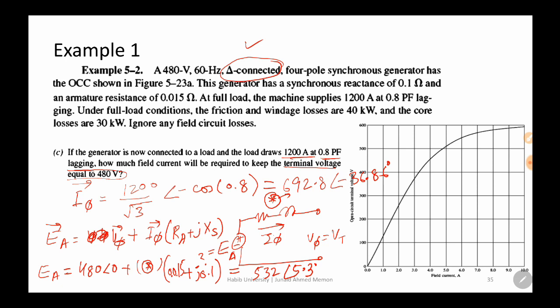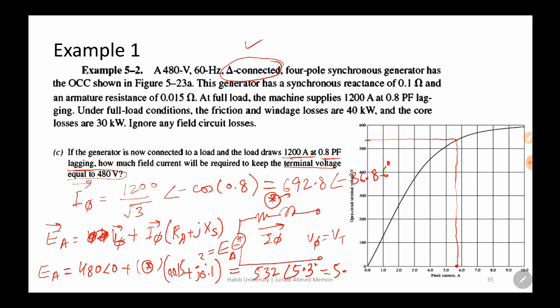So now the next step is straightforward. What should be the field current? We know the open circuit voltage, which is 532. So it lies somewhere here. 532 is over here, somewhere here. So let's say 5.75, 5.7 amperes.